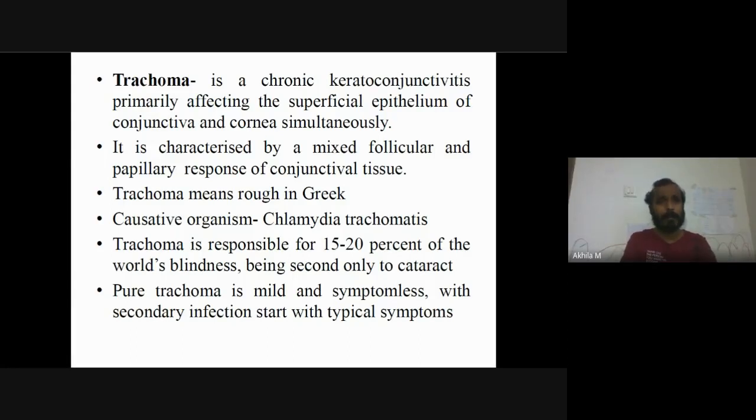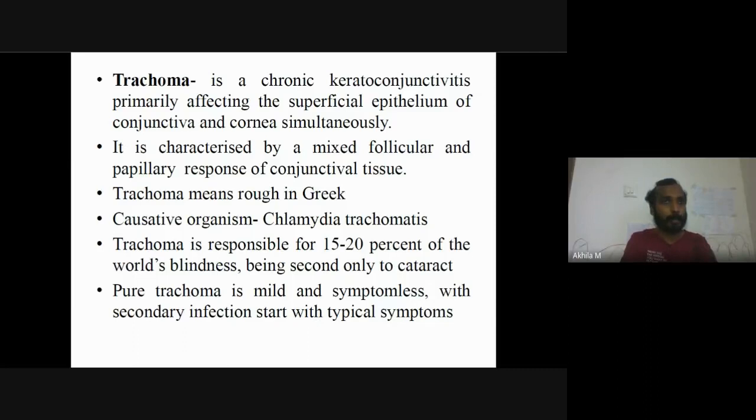There are papillary reactions and follicular reactions according to the condition of trachoma. Trachoma is a Greek word meaning rough in nature. The causative organism is Chlamydia trachomatis. The importance of this disease is that it is a severe condition and is responsible for 15 to 20% of world blindness, second only to cataract.